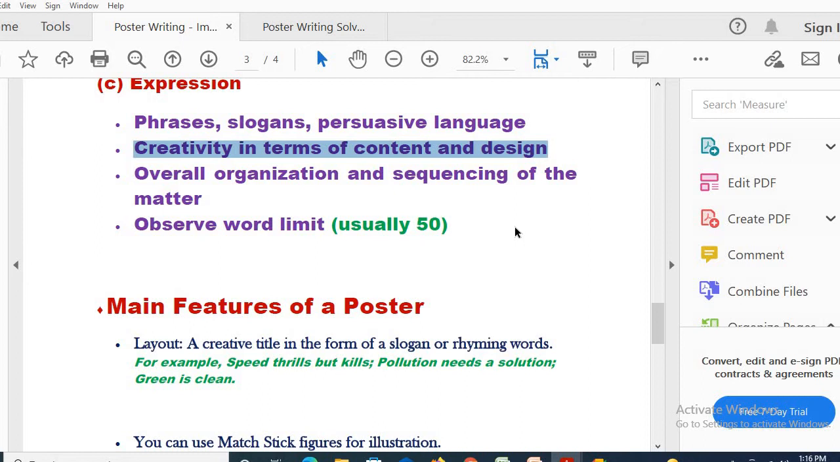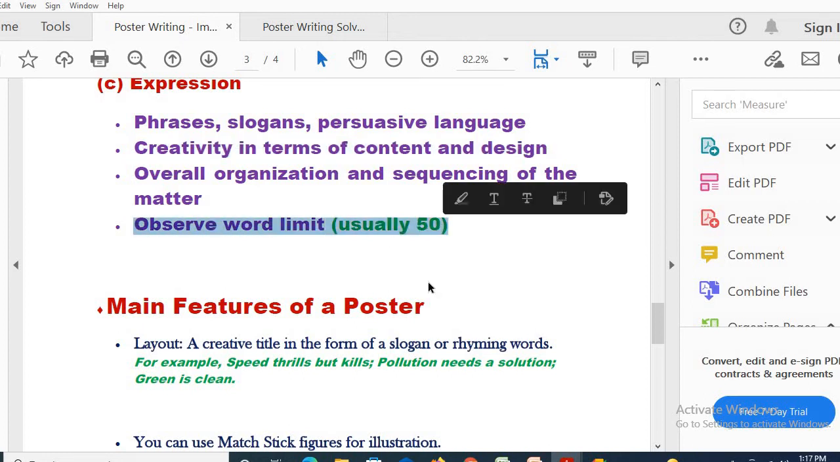You have to organize and assemble the points properly, in a proper sequence. Observe the word limit, usually 50. I am specifically mentioning it here. Even at exam time, you will find in the question paper that the word limit is specifically mentioned, that you have to write within 50 words. You have to observe this word limit, very, very important.